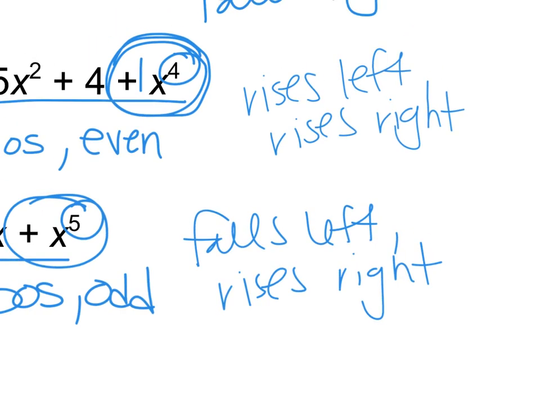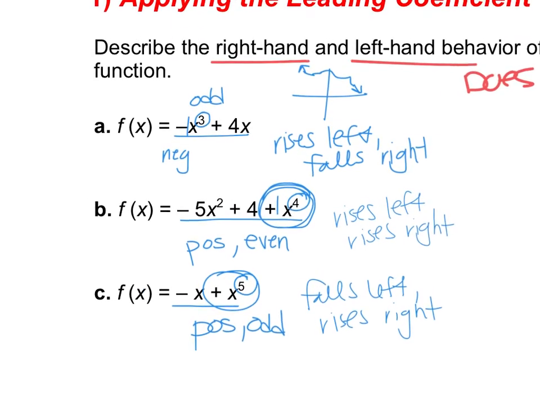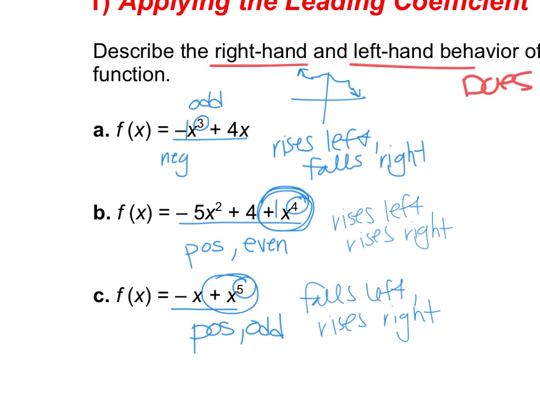So just by looking at the first term in standard form, we can tell what happens on the ends of the graph. Again, this doesn't tell us what happens in between, but it tells us what happens on the left and the right sides.